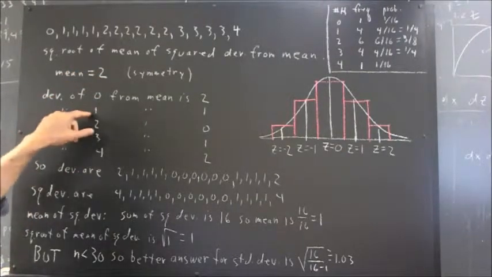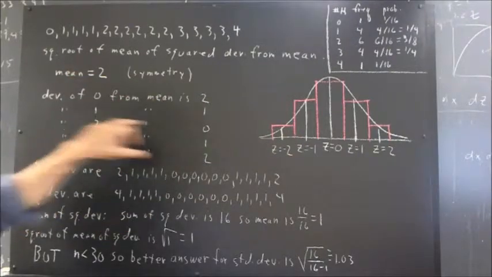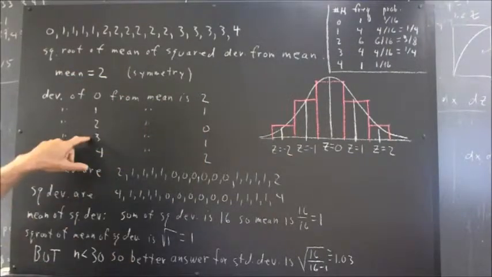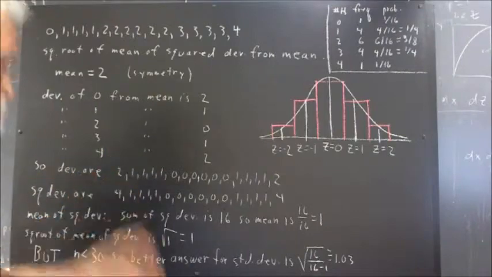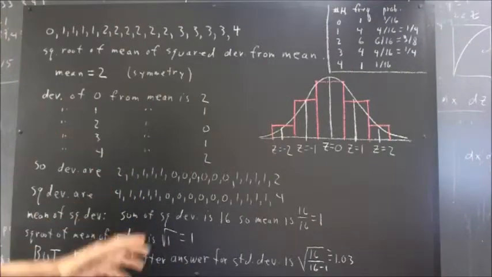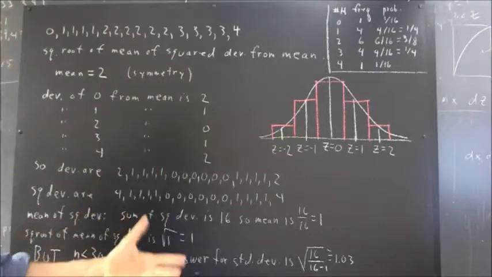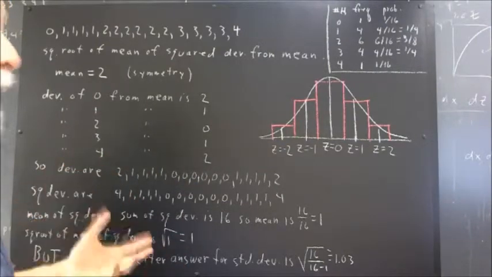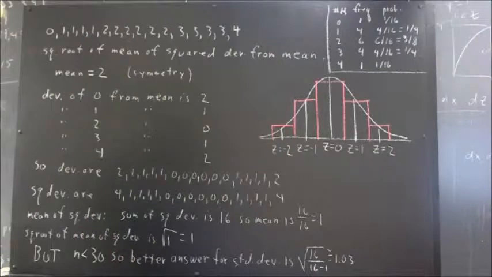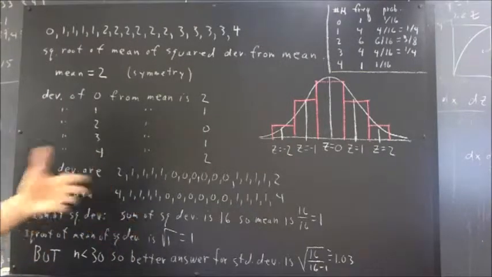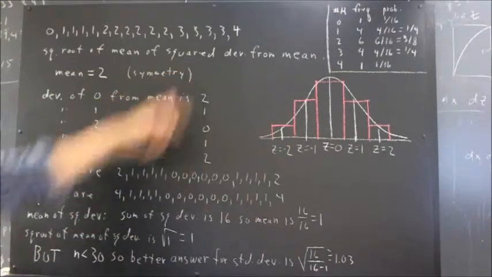Okay, well, deviation of 1 from 2 is 1. Deviation of 2 is 0. Deviation of 3 is 1. The 1 is 1 unit away from 2. 4 is 2 units away from 2. Deviation is how far away one number is from the other. We don't care if it's above or below. We're not going to get positives and negatives.